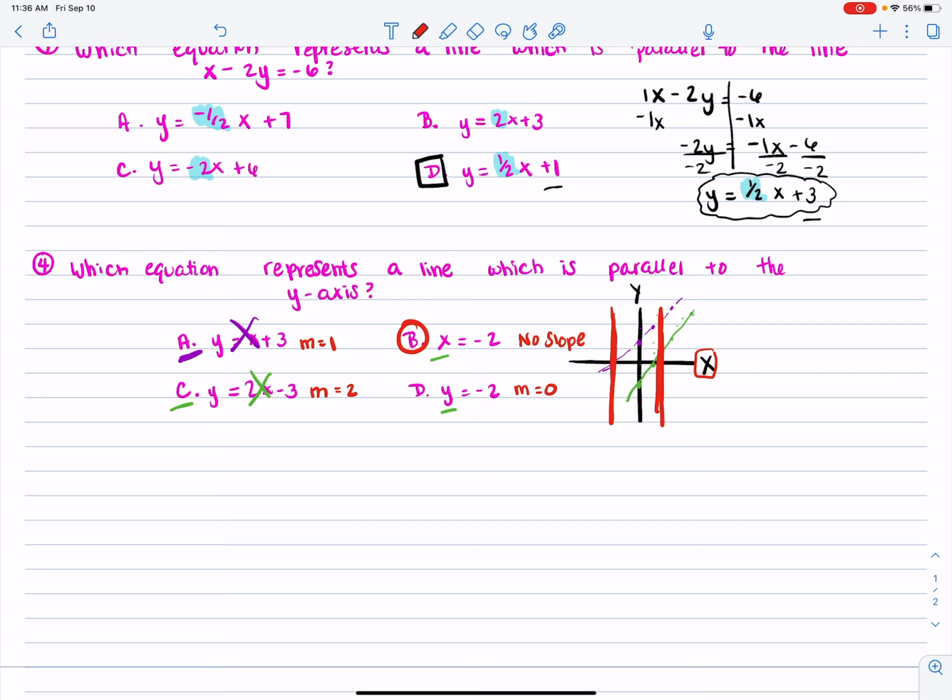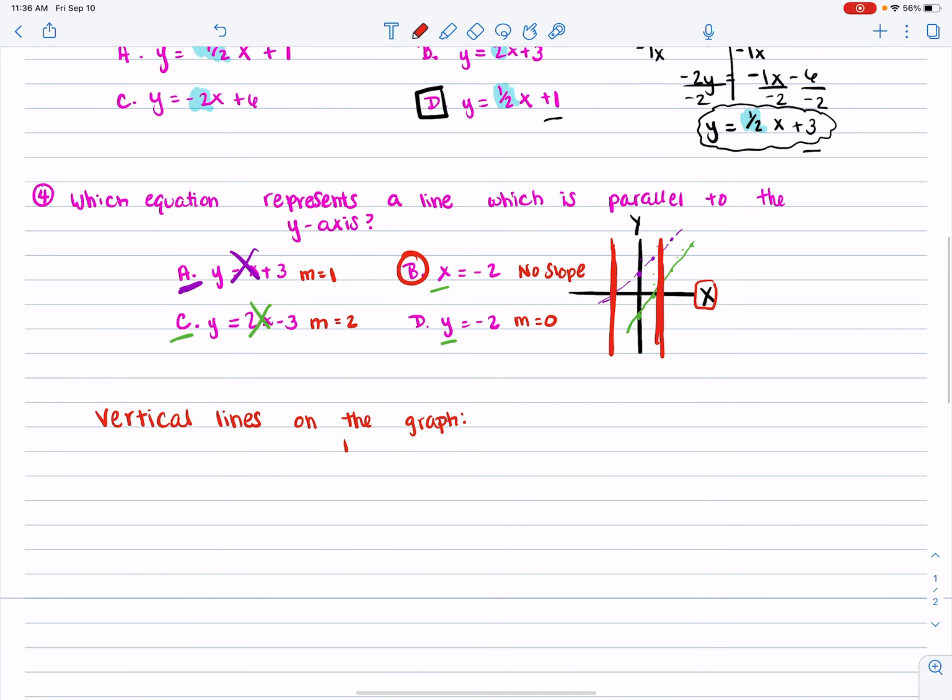So what I need you to write down now is we need to take a note about vertical lines. So vertical lines on the graph have no slope. They're written as x equals, and they only touch the x-axis. Okay?